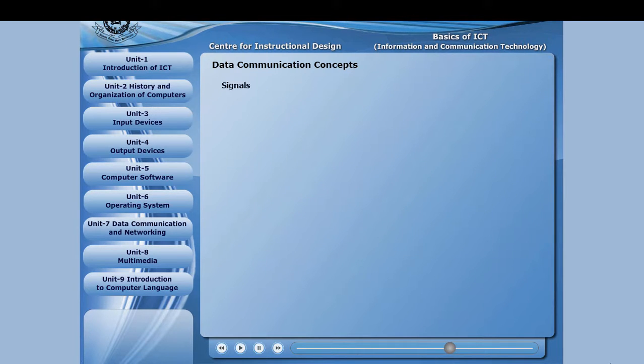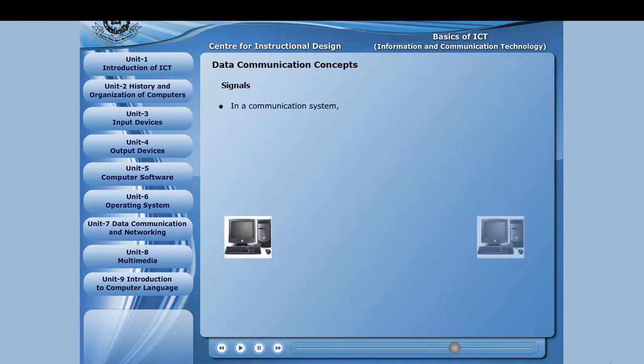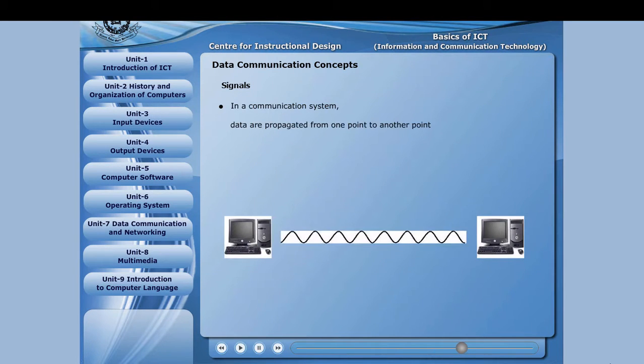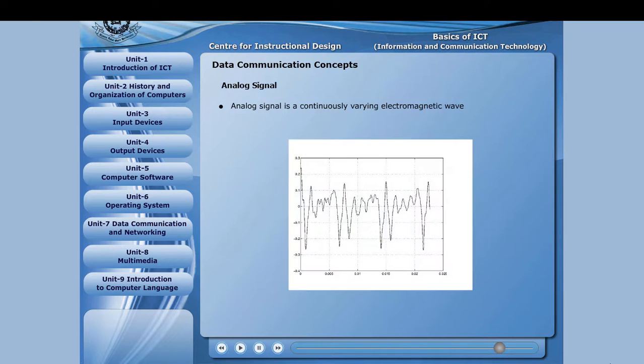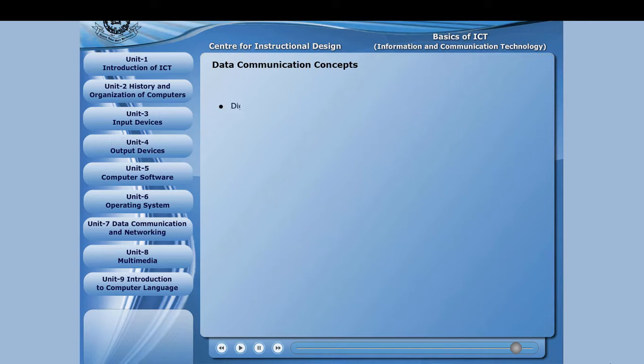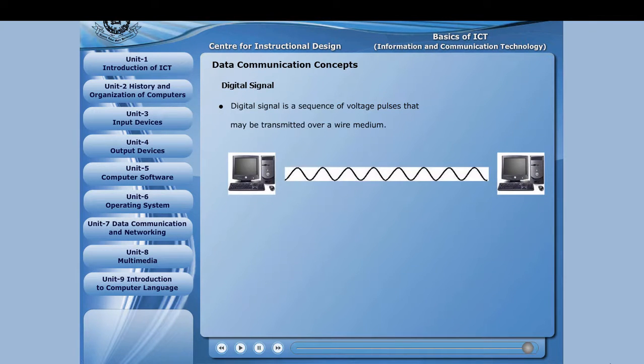Now we will categorize signals. In a communication system, data are propagated from one point to another point by means of electric signals. There are two types of signals. Number one, analog signal, and number two, digital signal. Analog signal is a continuously varying electromagnetic wave that may be propagated over a variety of media. Digital signal is a sequence of voltage pulses that may be transmitted over a wire medium.